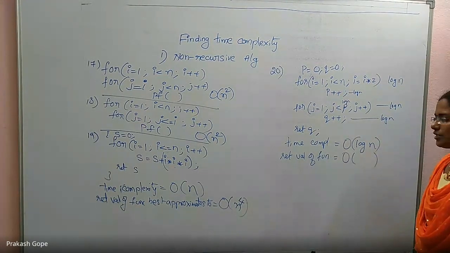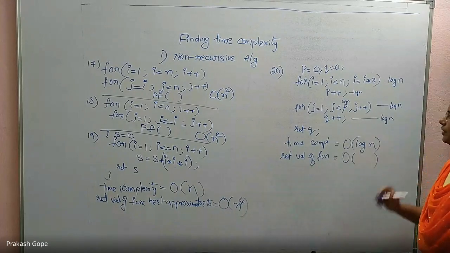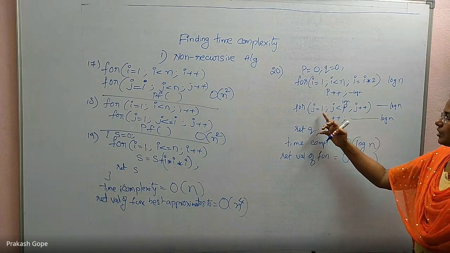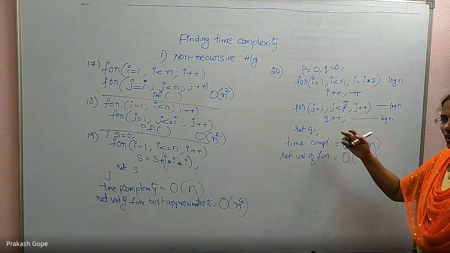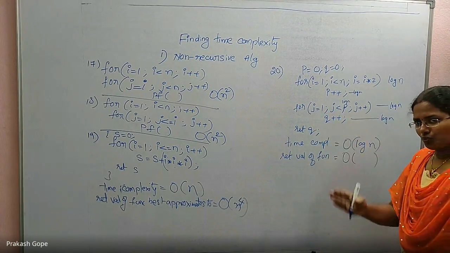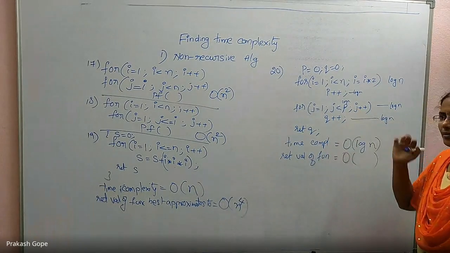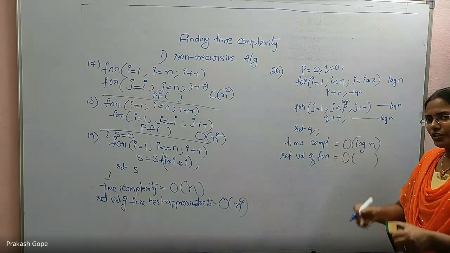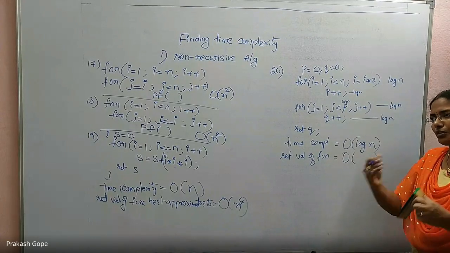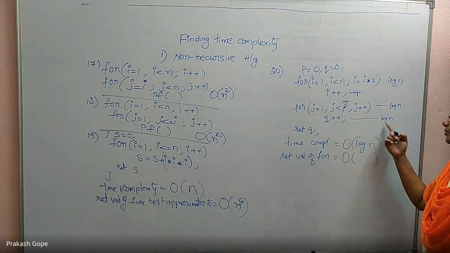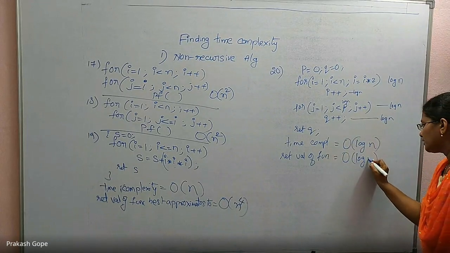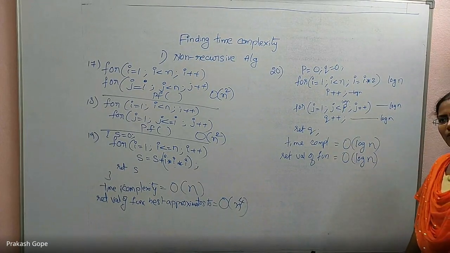Okay, time complexity is log n. But what is the return value of this function? In this case, because it is 1, 2, 3 and so on up to log n, it is 1 plus 1 plus 1 plus 1 and so on, log n times. That 1 is getting added for each and every iteration to the existing value. That's why it is 1 plus 1 plus 1 and so on log n times. So q value is also log n. Finally, we are returning that. That's why the return value is also log n.